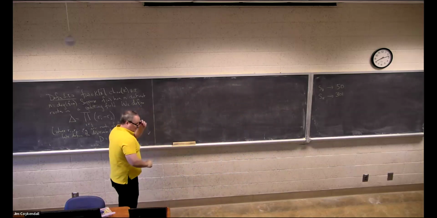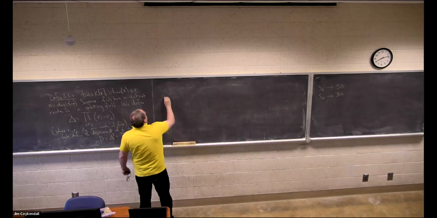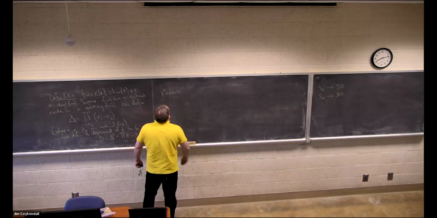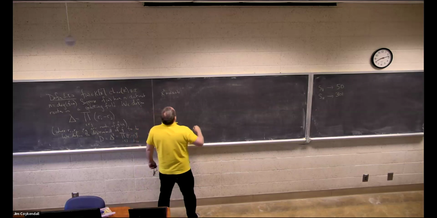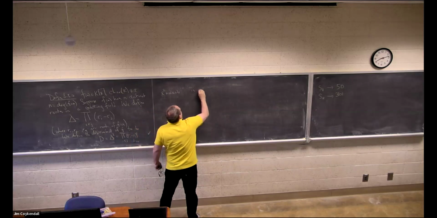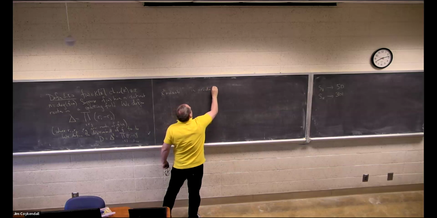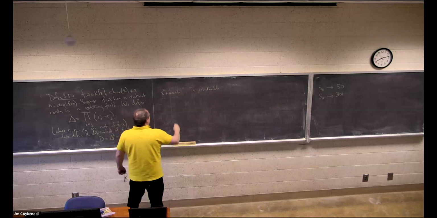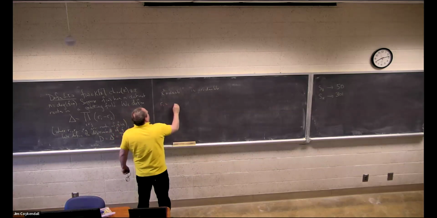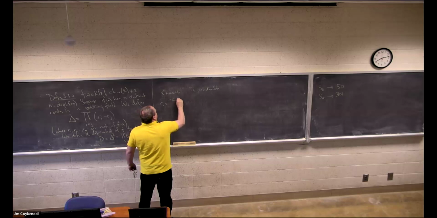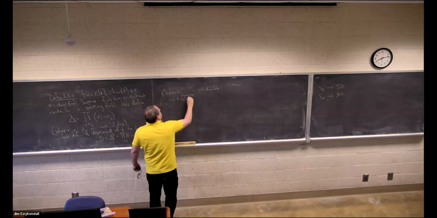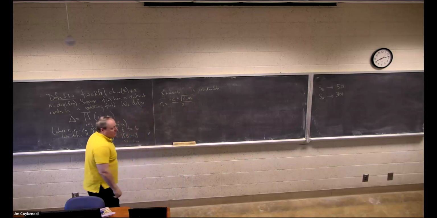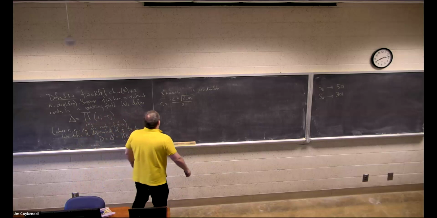Well, let's see. All right, so for example, let's assume irreducible. Then what are your roots? Negative a plus or minus the square root of a squared minus 4b, over 2. And I'm going to make the assumption that the characteristic is not 2.